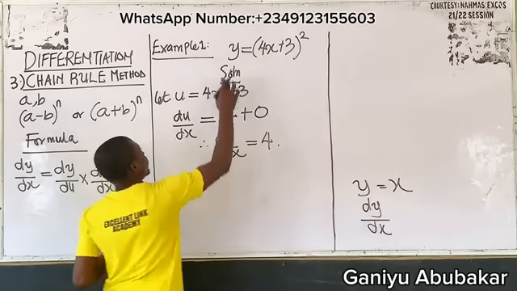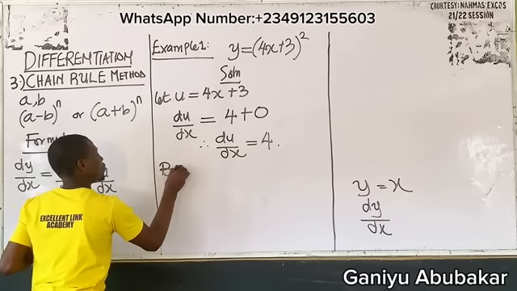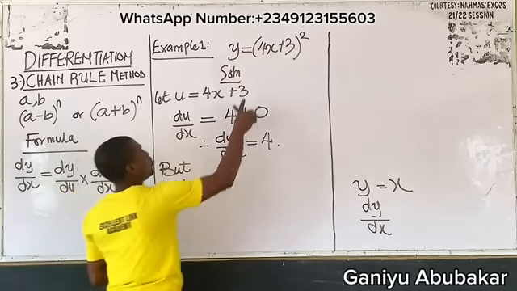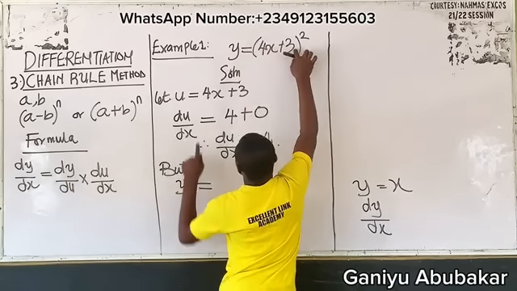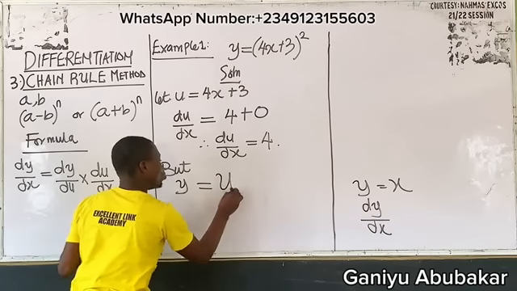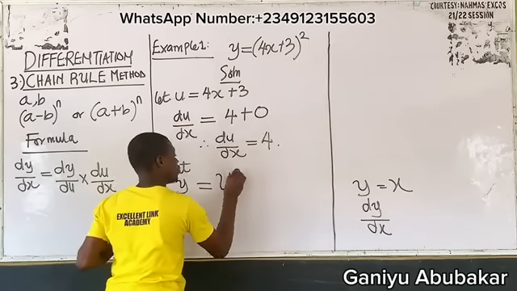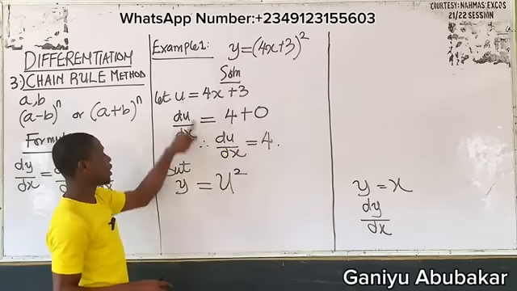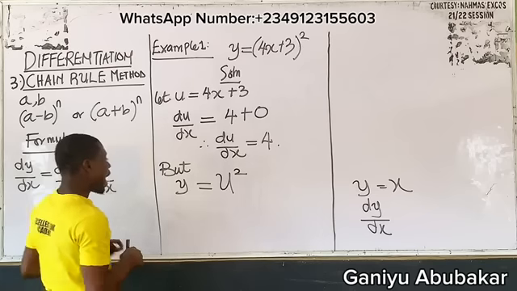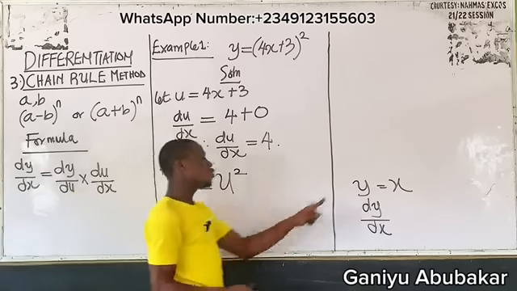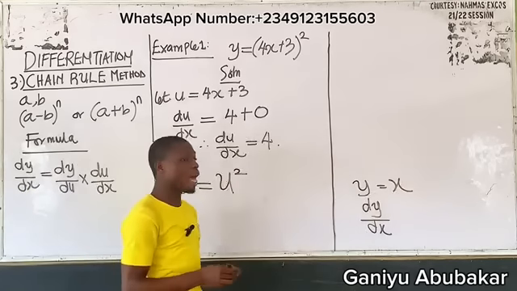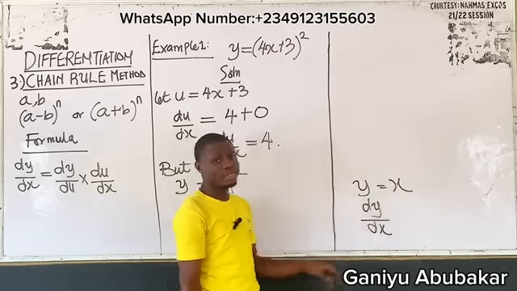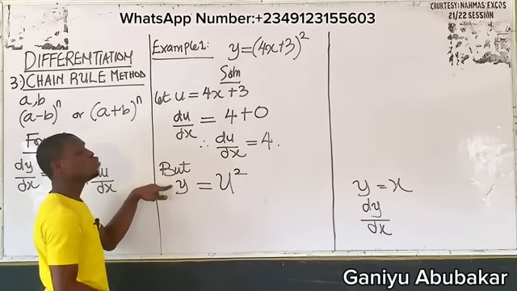Now go back to your question. From the question, I have that y is equal to everything in this bracket. We said it is u now. That becomes u to power 2. 4x plus 3 is now u, so this u all squared. I'm seeing y and u. Writing y with respect to x, I have dy over dx. Similarly, I'm writing y with respect to u.